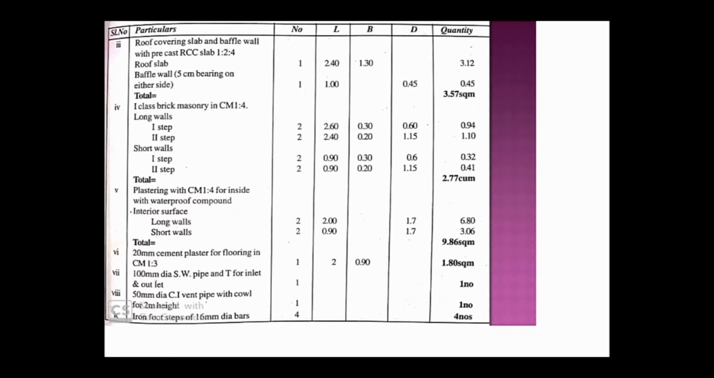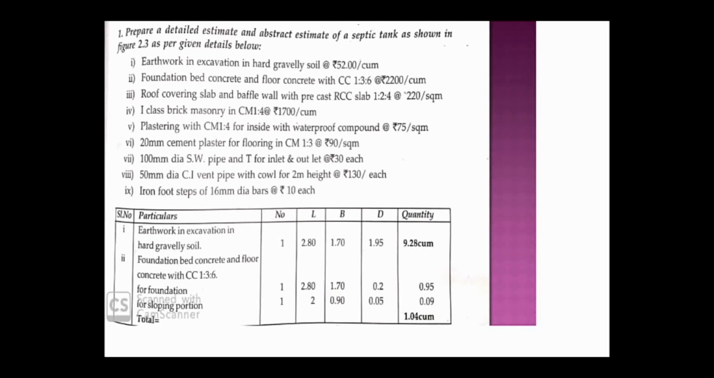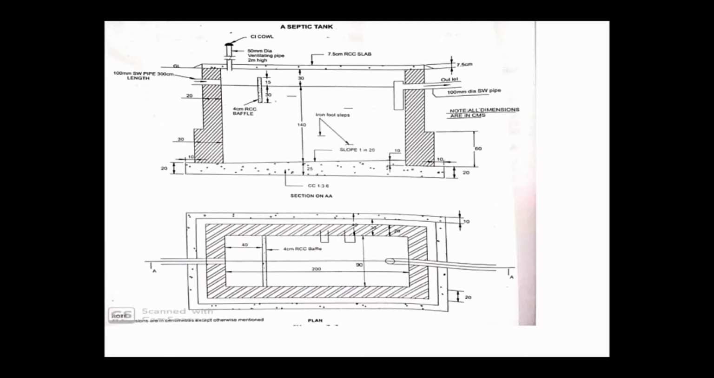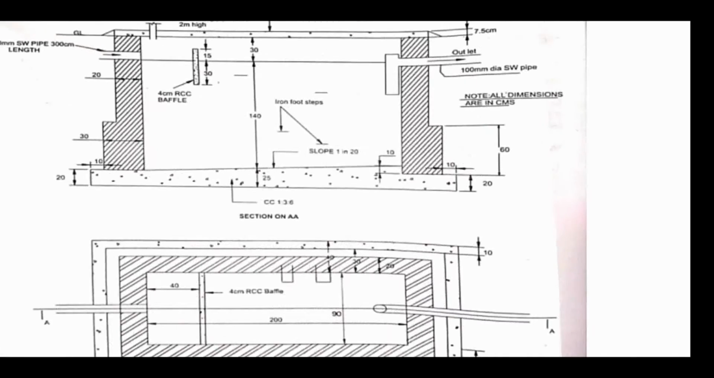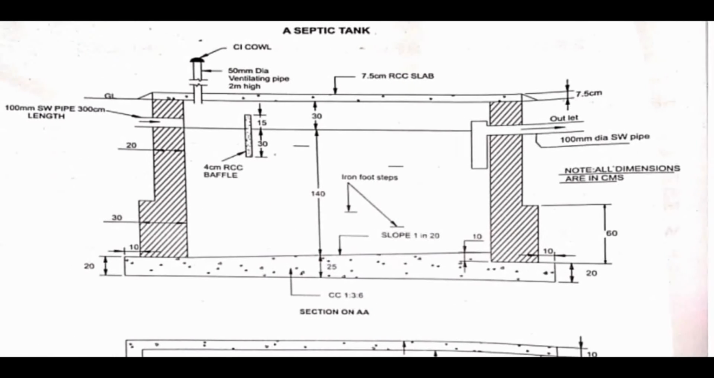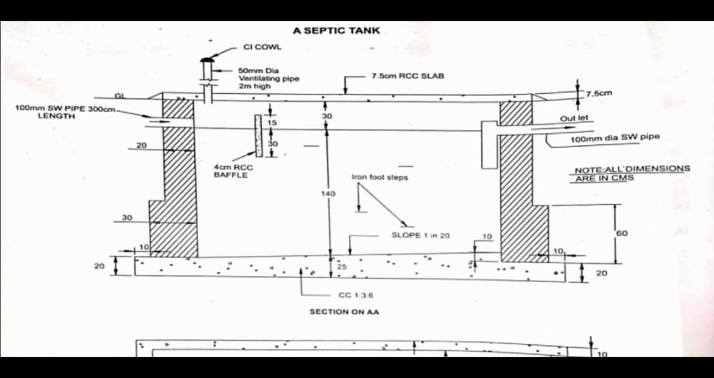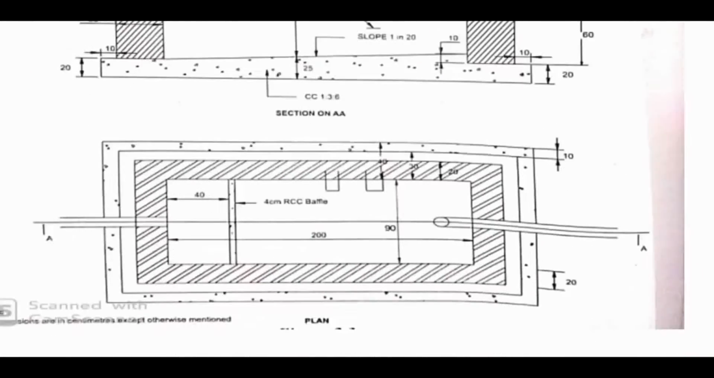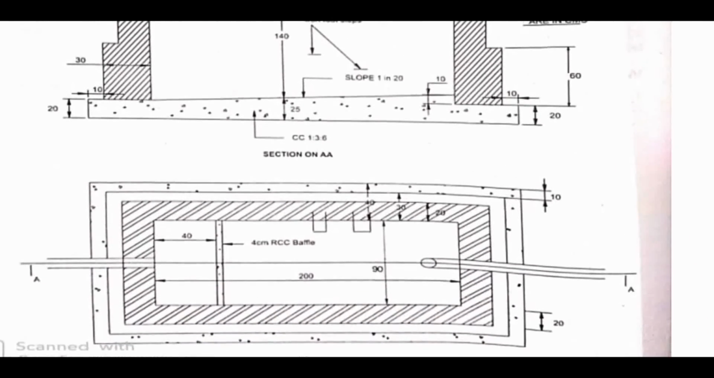So first we have to consider the roof covering slab. In this diagram you can see that above the ground level there is a roof covering slab. You can see the outer to outer dimension of the roof covering slab. From where to where, you can see here the inside is how much. Here you can see inside to inside is 200.